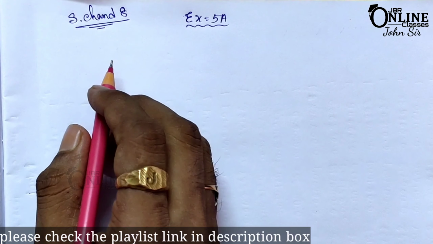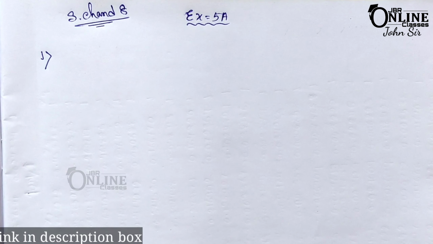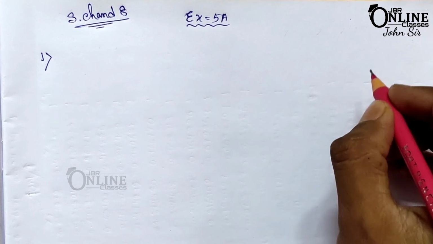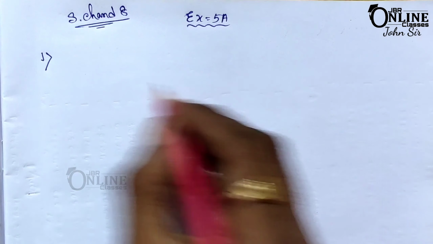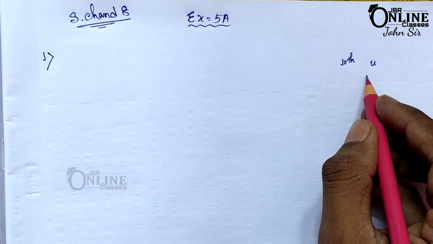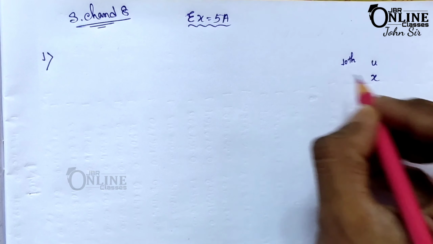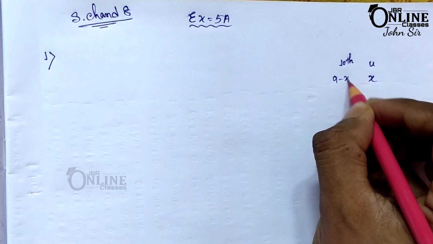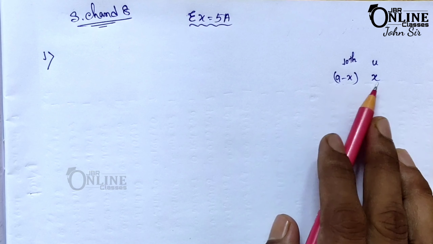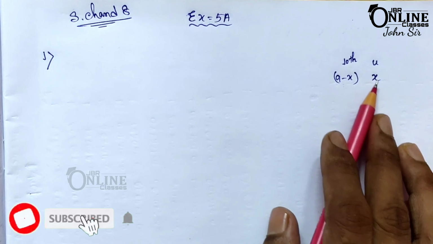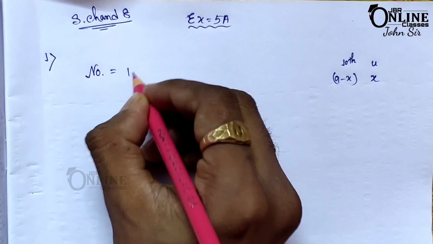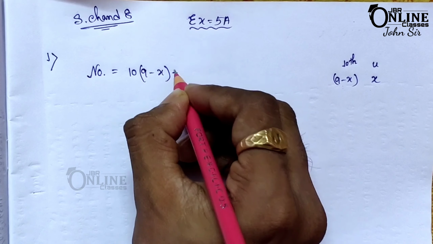So here in exercise 5A, number 1, the chapter is playing with numbers. The sum of the digits of a two-digit number equals 9. So suppose here the unit digit and the 10th digit. It's a two-digit place. So suppose the unit digit be x, then the 10th digit will be 9 minus x. Why? As the sum of the two digits equals 9, if the unit one is x, then the 10th one will be 9 minus x. So the number will be 10 into (9 minus x) plus x.